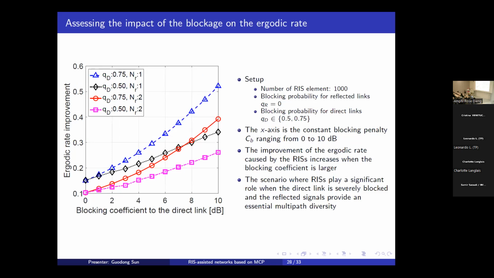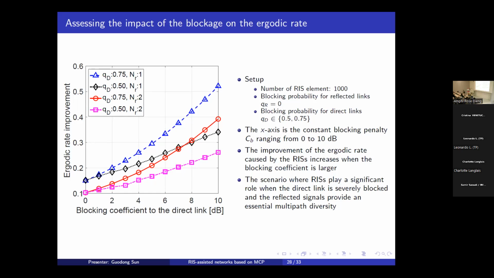Another thing is we investigate the impact of blockage on the ergodic rate. From the previous slide, we investigated the impact of the reflect link. Now we turn attention to the direct link. For the case where the direct link is blocked, we attach a penalty called the blocking coefficient, where the power of the direct link is penalized by some constant ranging from 0 to 10 dB.